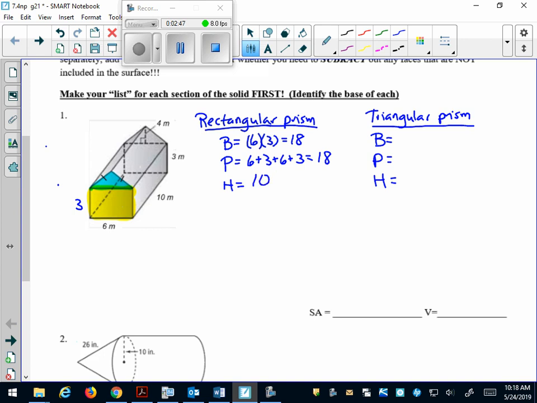All right, on the triangular prism, the area of the base, what formula do we use? 1/2 BH, right, because it's a triangle. What is the base and height of this triangle? Good. 6 is the base, because it matches this one. And 4 is the height, because it comes down perpendicular to the base. So 1/2 times 6 times 4 is 12.